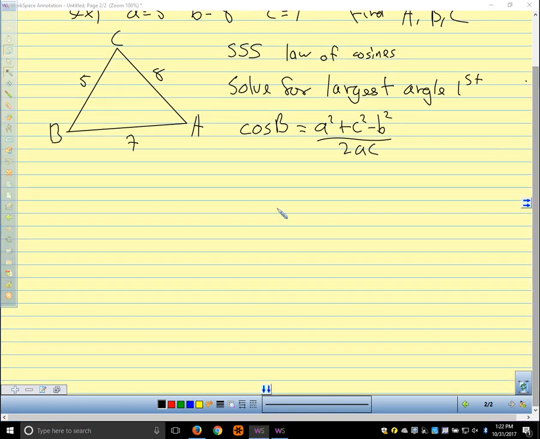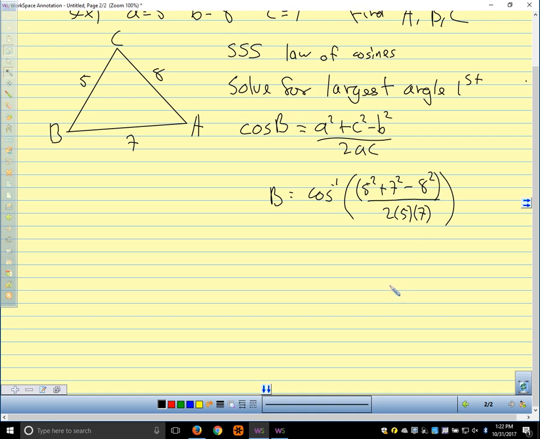And I'm going to say that then B is going to be the inverse cosine, and I'm going to plug my numbers in here, of 5 squared plus 7 squared minus 8 squared over 2 times 5 times 7. And you can put this in your calculator. I would recommend probably putting some parentheses there. And I get that B is approximately 81.8 degrees.